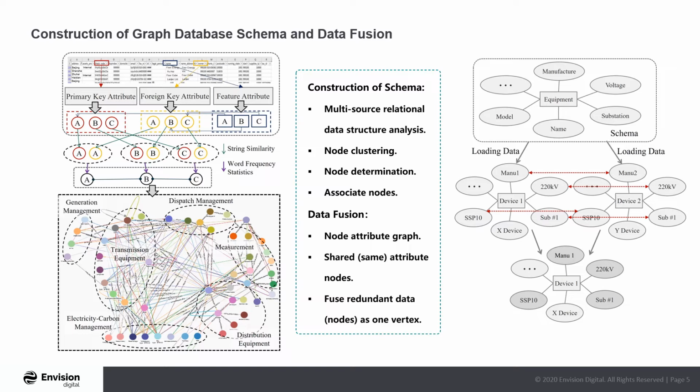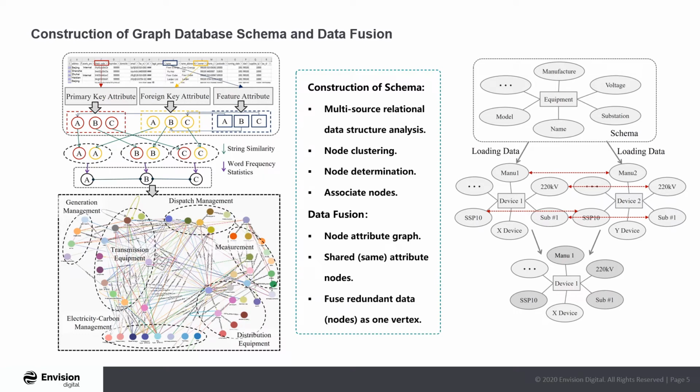We then determine whether the associated attribute of the vertex is a shared attribute node, and count whether the number of shared attribute nodes of different vertices is greater than the preset threshold. Finally, we retain the first loaded vertex data and fuse redundant data as one vertex.